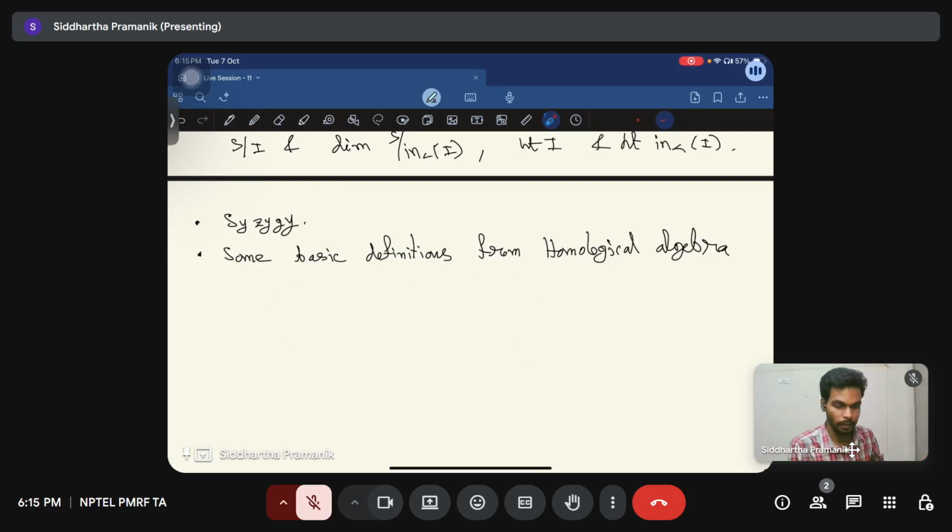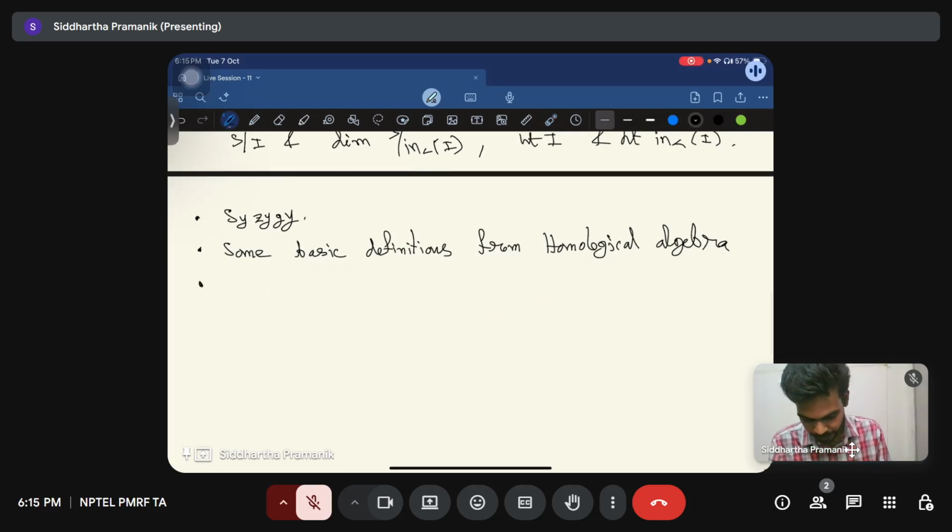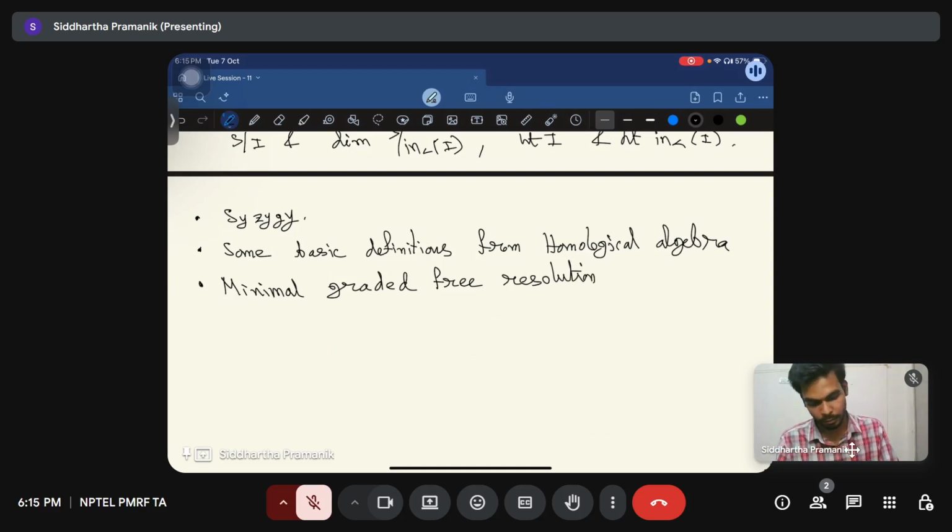After that we focused mainly on the graded counterparts. I will specify it separately: minimal graded free resolution of a graded module.